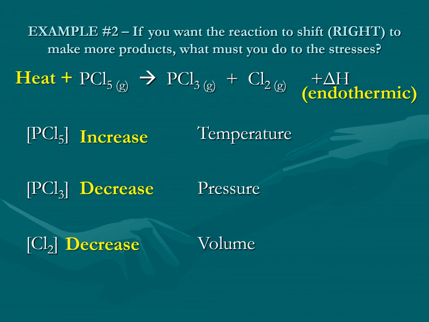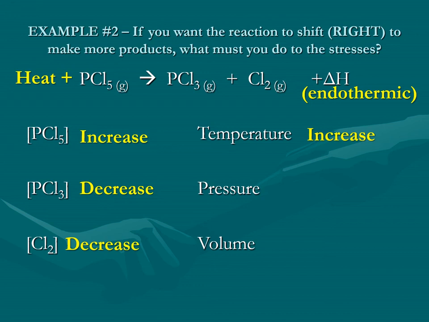Temperature. We said that heat can be treated then like a concentration. And since it's a reactant, I want to shift away from it to produce more products. So if I increase the temperature, I will produce more products.